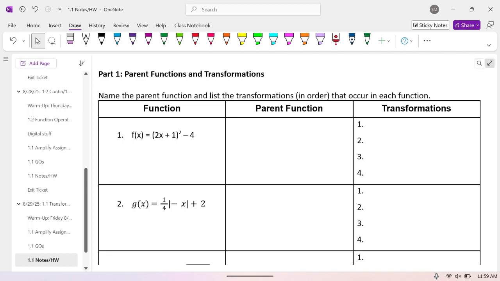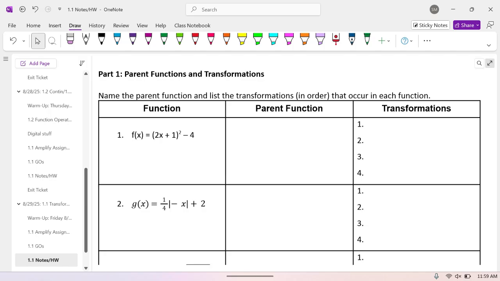All right. You're on page 5. We're looking at this table. So now we're doing the opposite. We're starting with the functions, but we have to name the transformations.